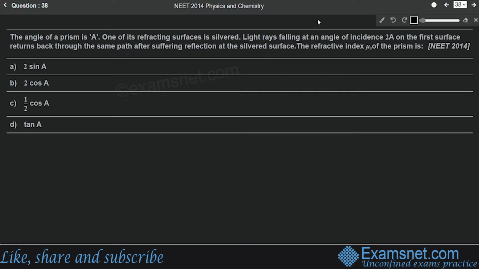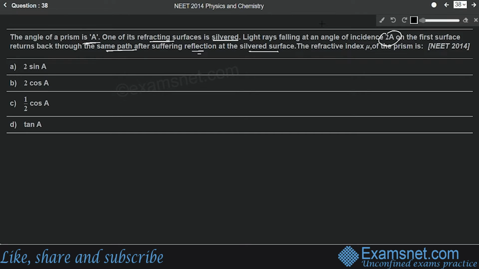Question number 38 is again from the chapter Ray Optics and Optical Instruments, and the question is, the angle of a prism is A, one of its refracting surfaces is silvered, light rays falling at an angle of incidence 2A on the first surface return back through the same path after suffering reflection at the silvered surface.